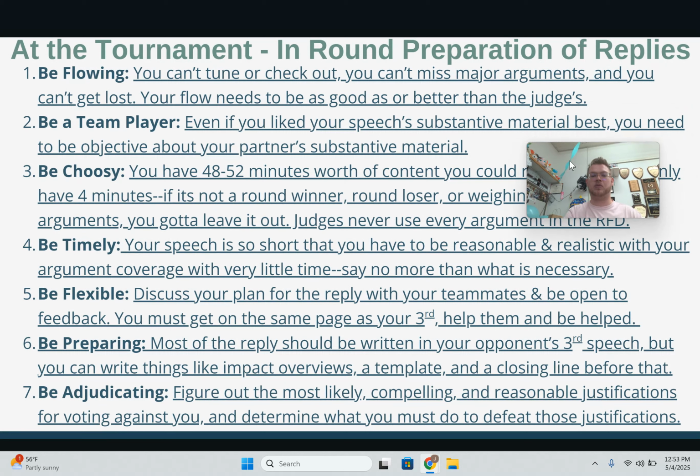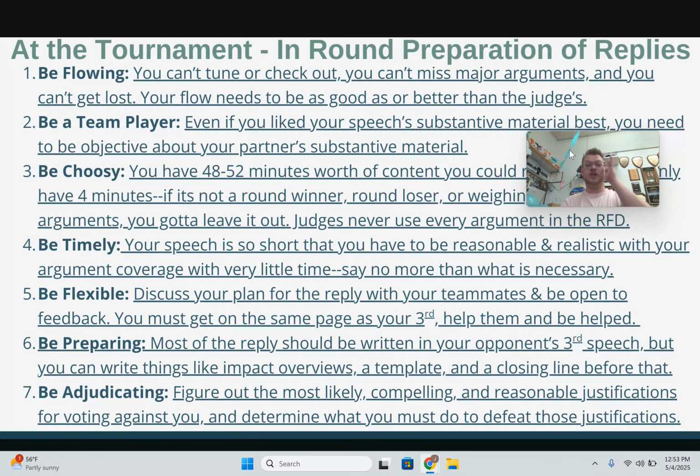How do you get the reply ready to go? These are the 7 things you need to be doing. Be flowing. You can't tune out or check out after your first speech. You can't miss major arguments, and you can't get lost. Your flow needs to be as good or better than the judges, because you are commenting on the entire round. And just like how you wouldn't want a judge who did a bad job flowing 3 of the 6 speeches, you need to have a great flow of all 6 of the first speeches.